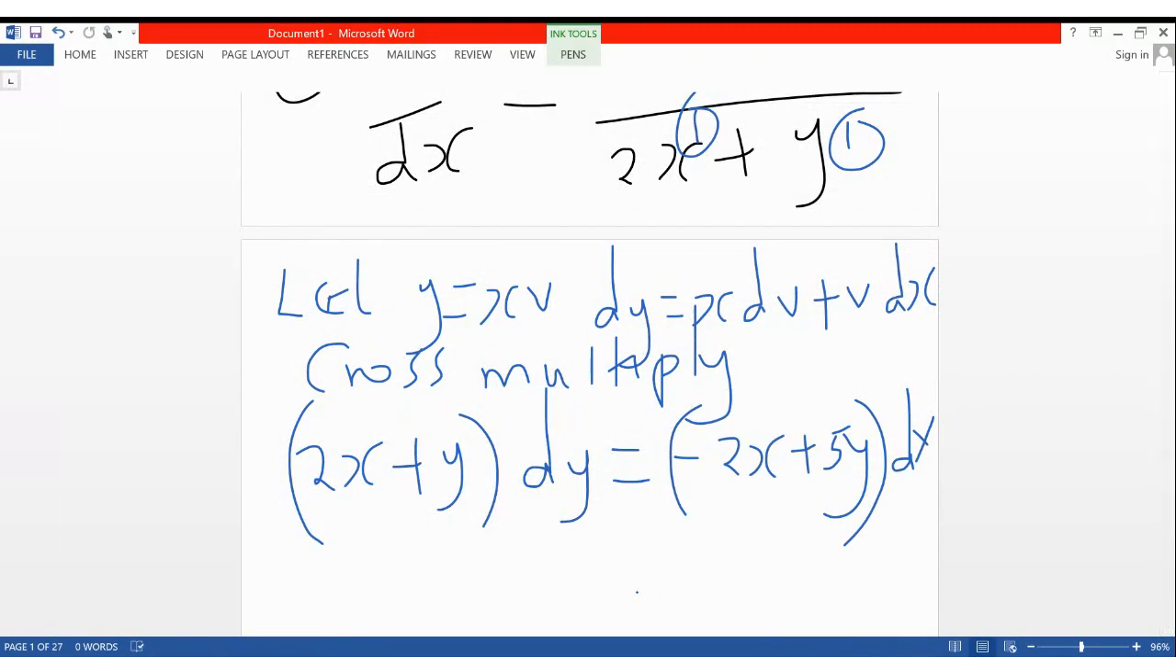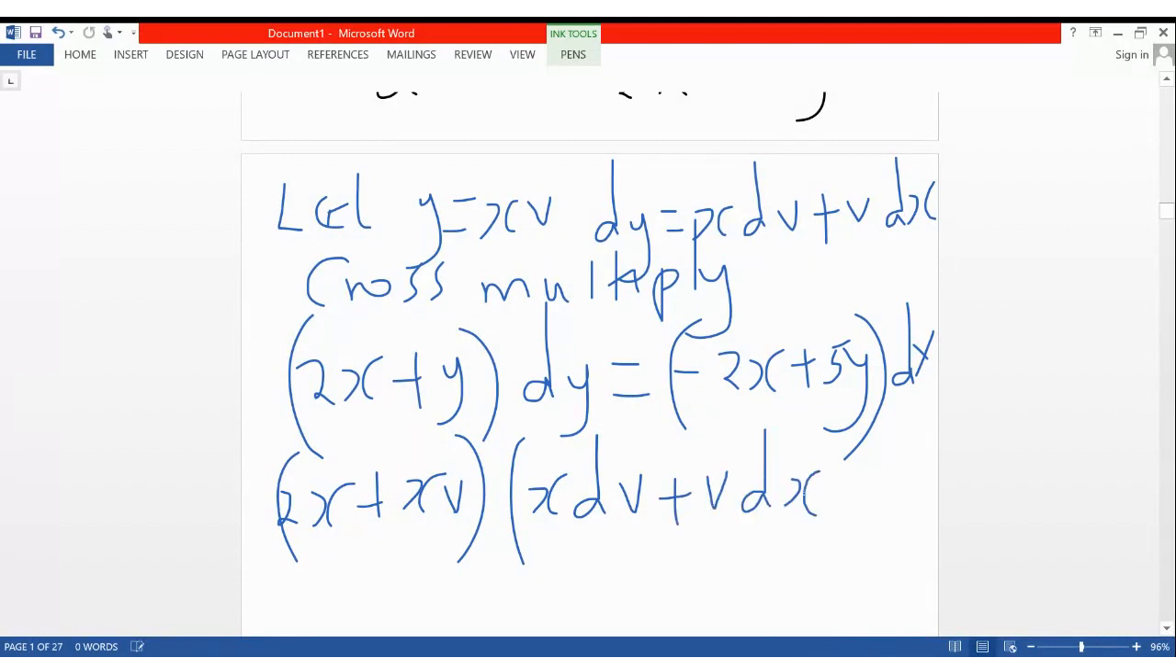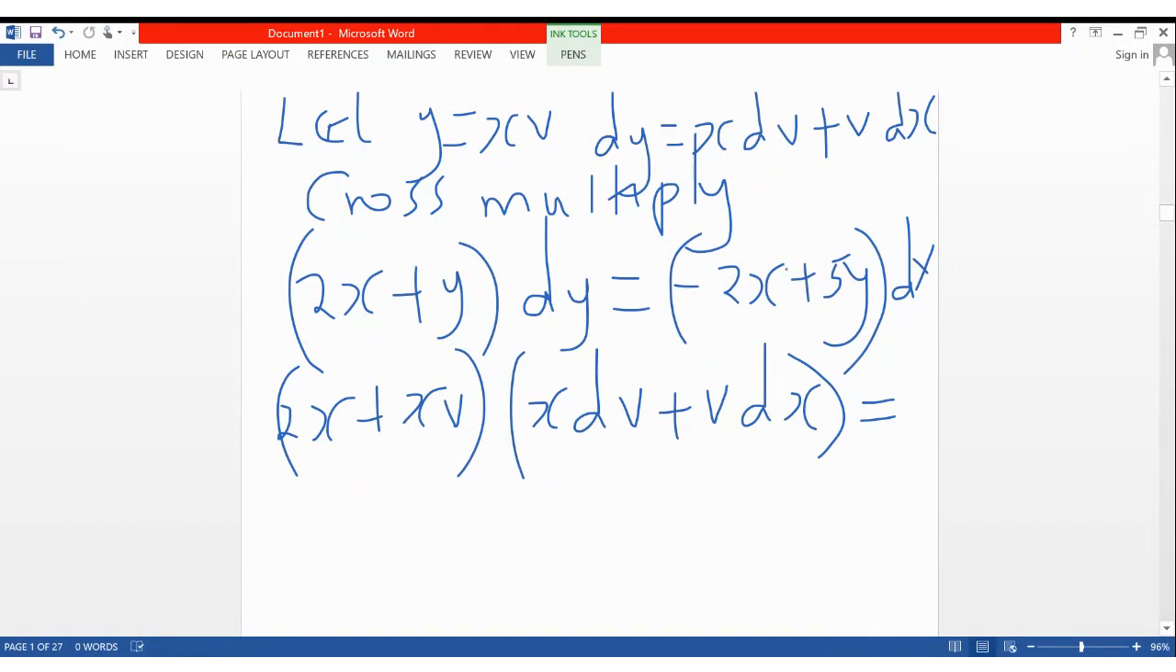So the first one I'll have 2x plus xv, and then our dy is what? x dv plus v dx. Be the same as the other one. I'll have negative 2x plus 5. Our y is xv, and then our dx.